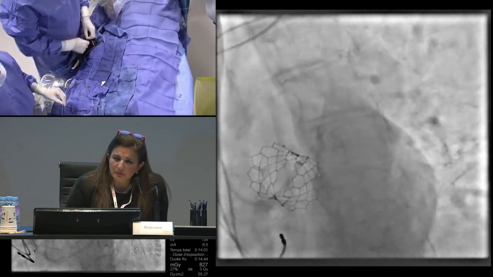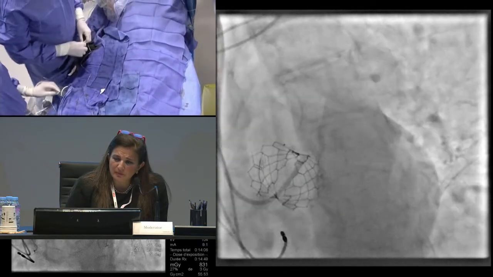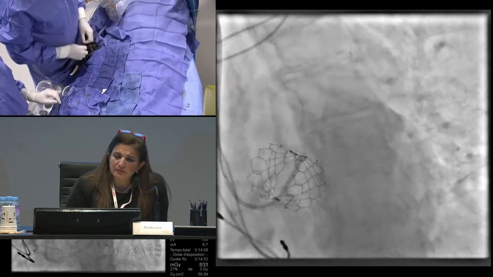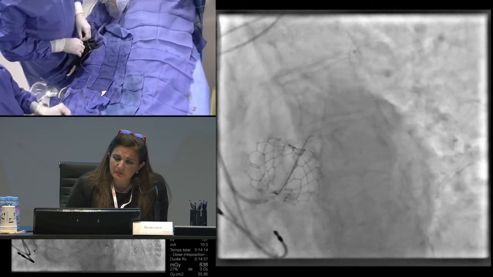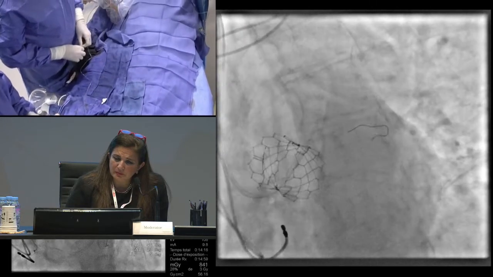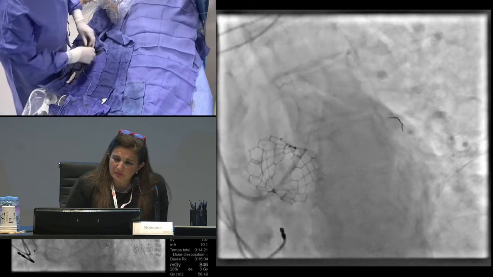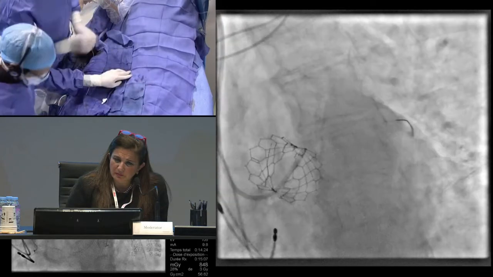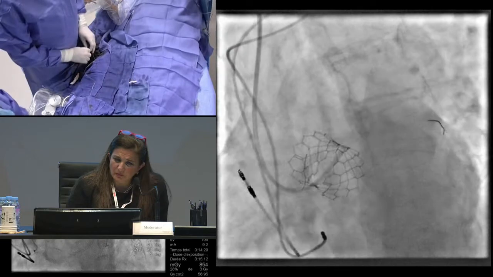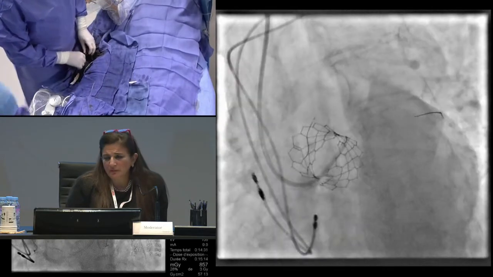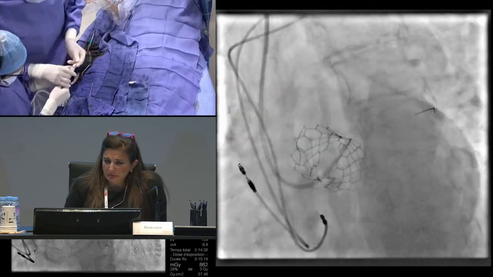The plan now is we will advance the wire in the circumflex. It should be a BMW wire in order to have a good support. It's true that we can leave the rotor wire, and we can work on the rotor wire. But it's better, because it's calcified, to have a good support. So this is the first wire in the circumflex. We have the second wire now in the LAD. So maybe what we can do is to place the second wire in the LAD.